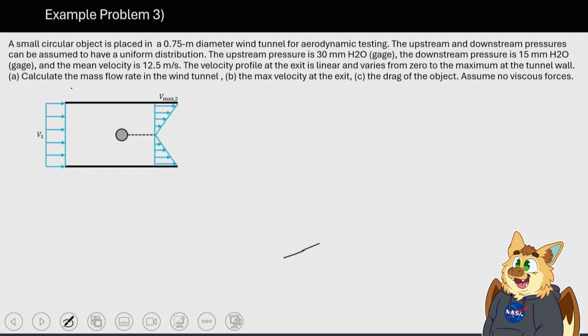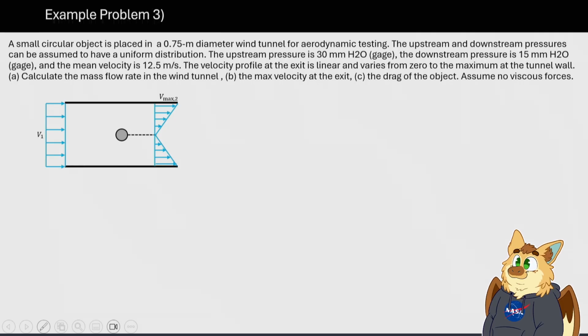Part A, calculate the mass flow rate. B, find the max velocity of the exit, and C, find the drag on the object. We can assume that there are no viscous forces. Okay, so it's a pretty lengthy word problem, but ultimately this is what we're dealing with here. We just have a wind tunnel here with an inlet and an exit with a constant area, and we have a little object here, which we're going to try to find the drag on.